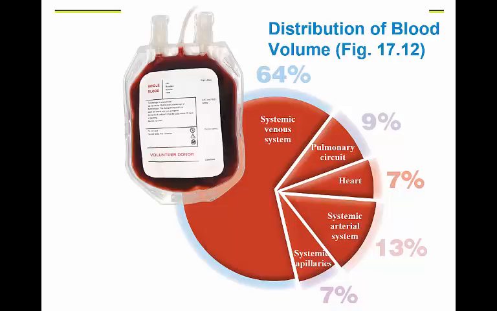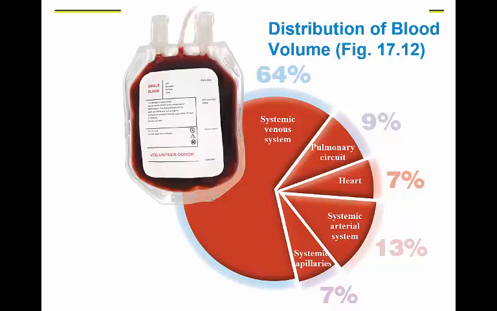We note that the heart itself will basically contain about 7% of your body's blood content. The pulmonary circuit is going to contain about 9%. The arterial system for your systemic circuit is going to contain about 13%, and then the capillaries in the systemic system will contain about 7%. Interestingly enough, most of the time, most of your blood is trying to get back to your heart to get replenished. And so your systemic venous system is going to contain about 64% of your blood.